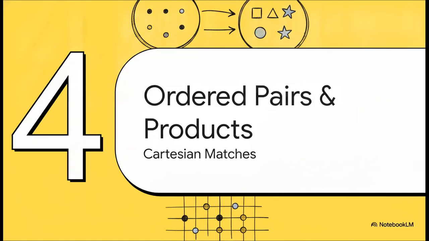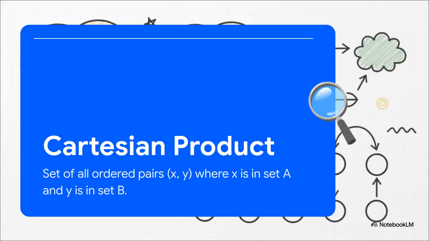Let's move to Section 4, Ordered Pairs and Products. We're ready to combine sets in a totally new way. I want you to think of a Cartesian product as strict mathematical matchmaking. Unlike our previous operations where the order inside those curly brackets didn't matter at all, here, the specific order of your x and y coordinates is absolutely essential. Every single element from set A gets paired with every element from set B, creating highly specific directional coordinates.